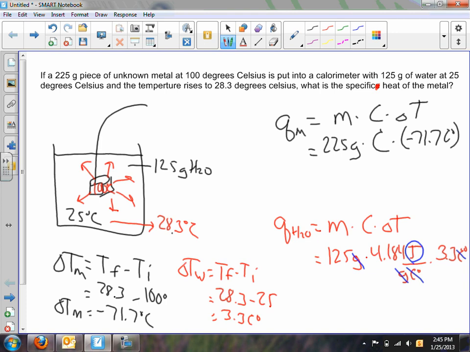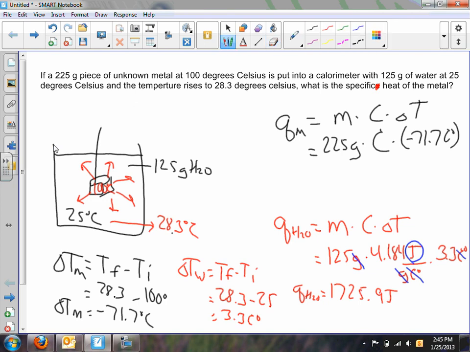Notice all my units cancel out except for joules. So when I multiply 125 times 4.184 times 3.3, I get 1725.9 joules of energy that the water absorbed. How does that help me?